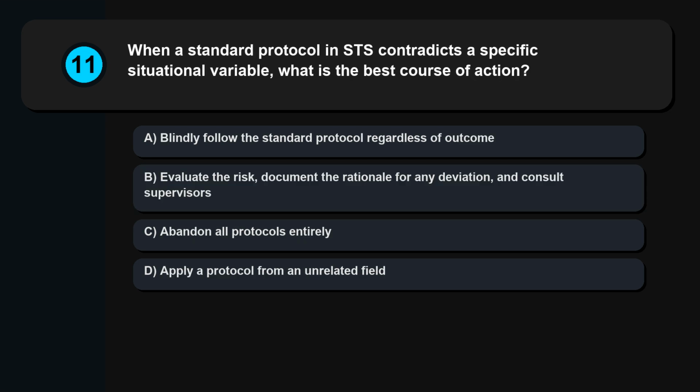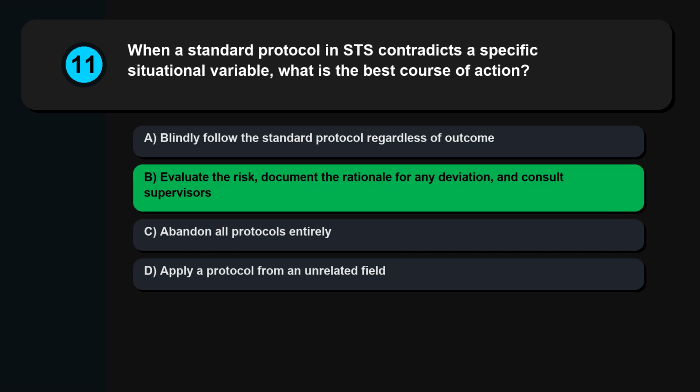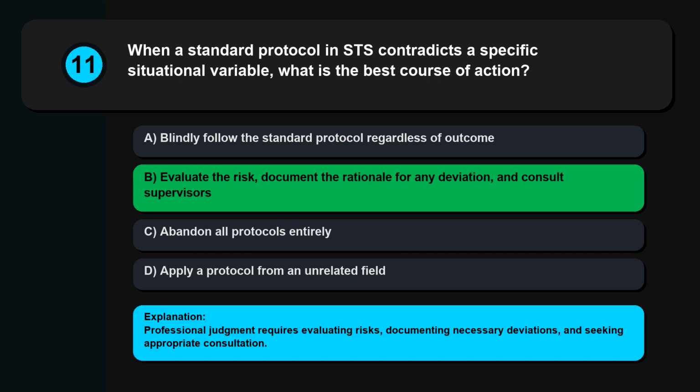Question 11. When a standard protocol in STS contradicts a specific situational variable, what is the best course of action? Blindly follow the standard protocol regardless of outcome. Evaluate the risk, document the rationale for any deviation, and consult supervisors. Abandon all protocols entirely. Apply a protocol from an unrelated field. Professional judgment requires evaluating risks, documenting necessary deviations, and seeking appropriate consultation.